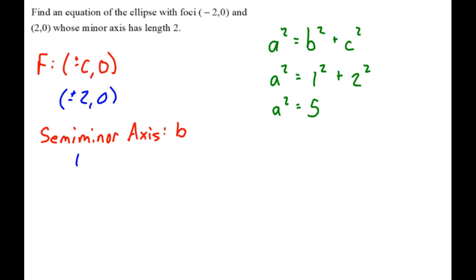Next, we would have to use the Pythagorean relationship to find the value of a. So we set a squared equal to b squared plus c squared, fill in the values we know. Now we get a squared is equal to 5. So we know what our value of a is, know what the value of b is. Now we can plug it into our standard form for this equation. Now the standard form for our equation is going to be x squared over 5 plus y squared over 1 equal to 1.